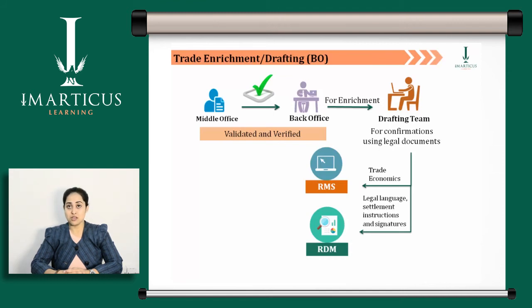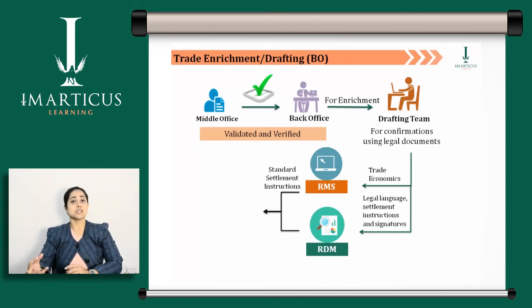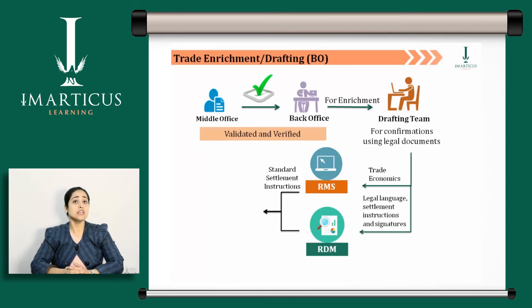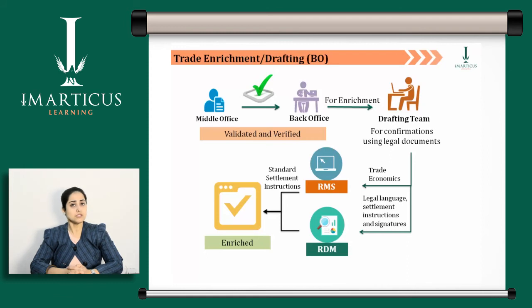next operation process. The details captured in RMS include only the trades and economics. In order to complete the TLC, there are other additional details required such as standard settlement instructions, SSIs. All such details are added to the trade as part of the enrichment stage. In addition, the trade needs to be legally accepted by both parties. In the end, a legal document, ISDA, is finally drafted or enriched with the economics from the RMS, legal language, settlement instructions and signatures and sent for the next operation process.